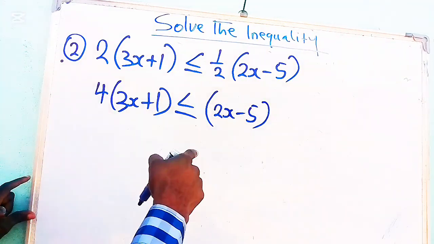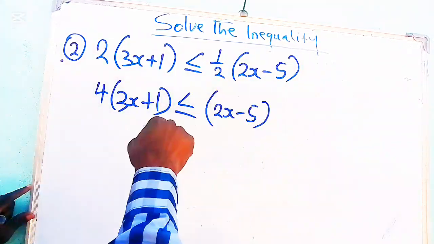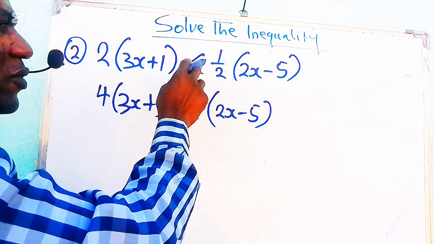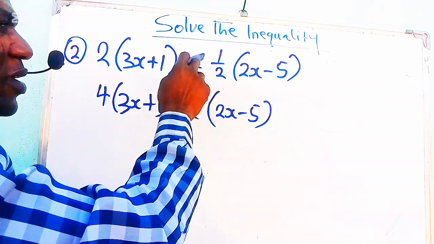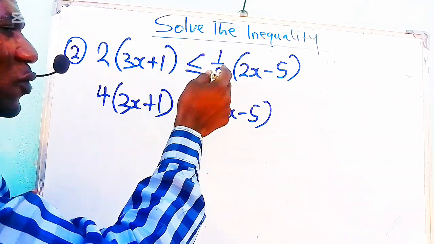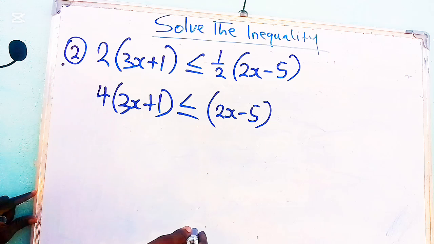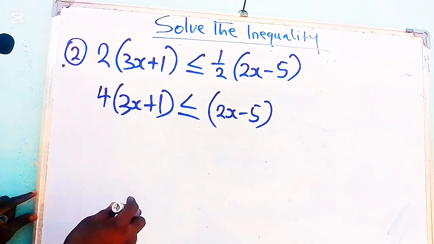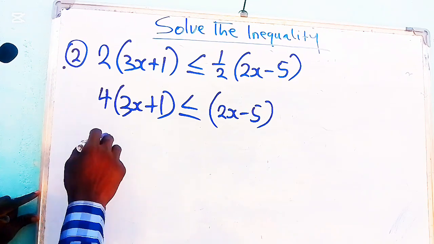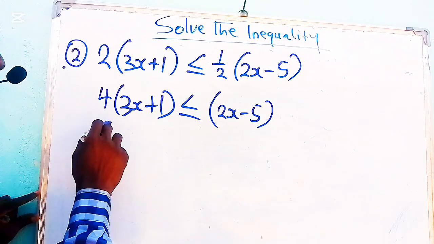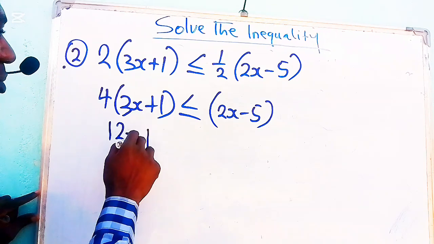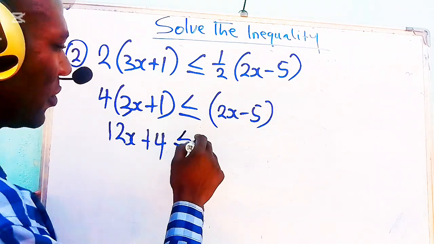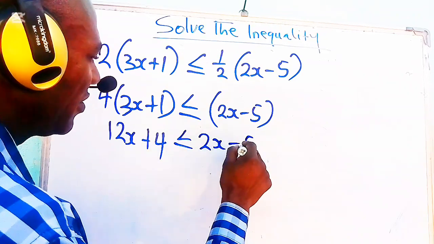Why do I arrive at this? Because we multiply all through by 2 so that we can remove the fraction part. If you multiply 2 by 1 over 2, 2 divided by 2 is 1, 1 times 1 is 1, so there's no need of writing the 1 here. If you are confused, do let me know. Now we can remove this bracket comfortably by having 4 times 3x, it will be 12x plus 4 times 1, that is 4, less than or equals to 2x minus 5.